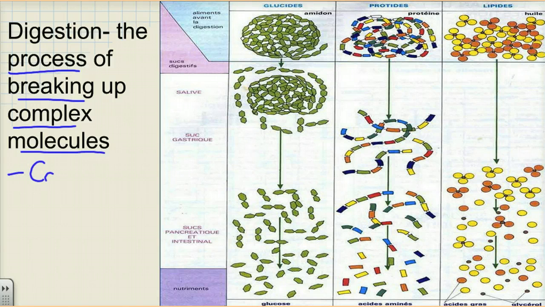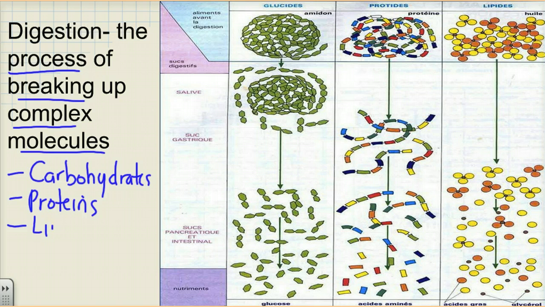These are carbohydrates, proteins, and lipids, or fats. On this side of the board, we have an example of these molecules.